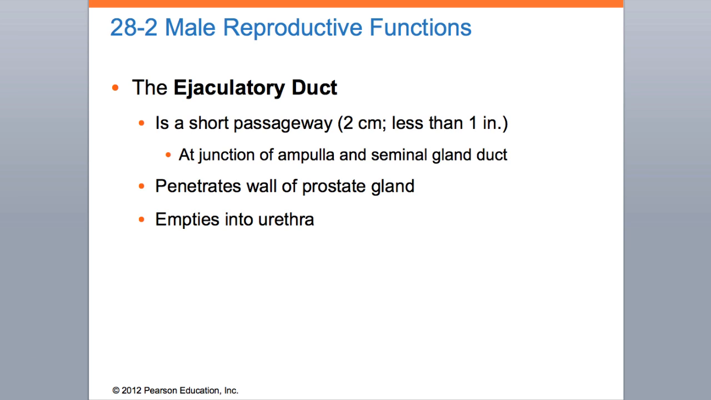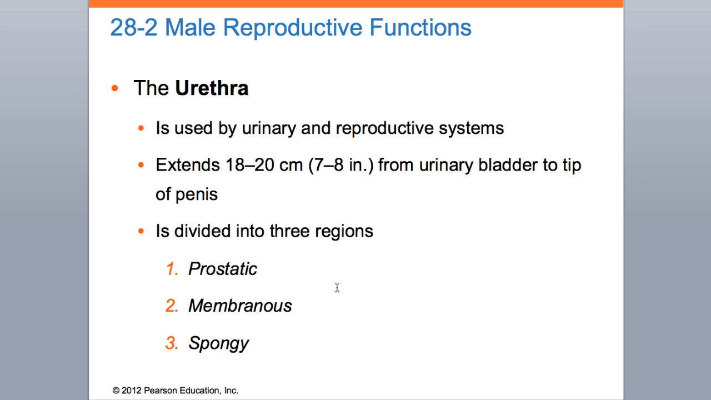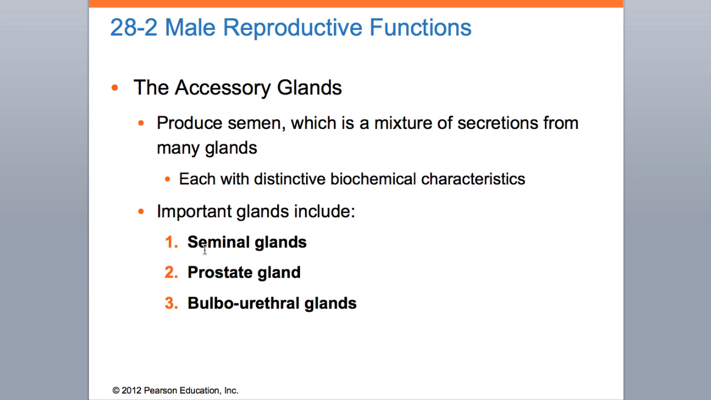We've already mentioned these three: prostatic, membranous, and spongy. And they are in the correct order. So prostatic, membranous, and spongy. Next slide. These three, again, this is the second time we see that. We've seen these three at the beginning of the chapter.